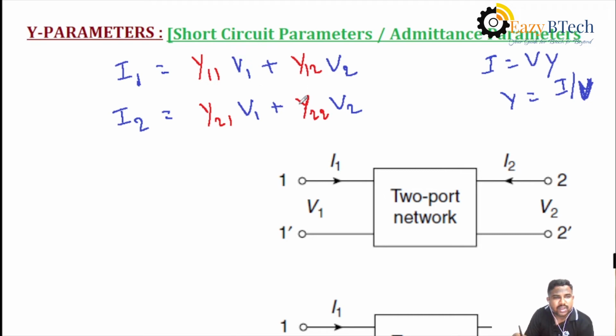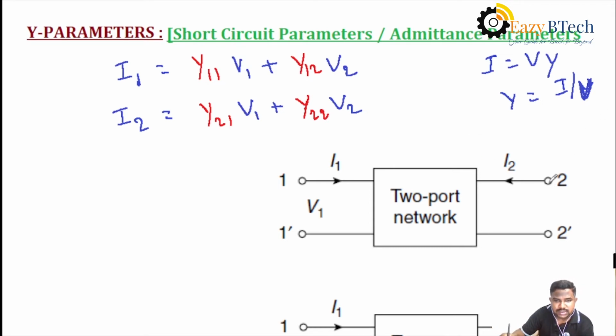If you find Y11, we consider the voltages V1 as well as V2. Y11 equals I1 by V1 when V2 is 0. Similarly, Y12 equals I1 by V2 when V1 equals 0. In both cases, you short circuit the ports, which means there is no voltage at both ends. In the first case, V2 equals 0, so how do we make V2 equal to 0?